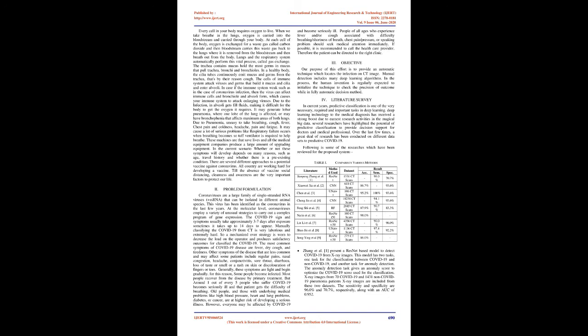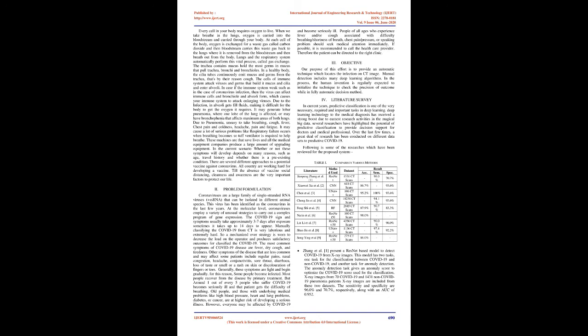The trachea contains mucus. It holds most germs in the mucus that lines the trachea, bronchi and bronchioles. In a healthy body, the cilia continuously move mucus and germs out of the trachea, which is the reason we cough. The cells of the immune system attack viruses and germs that get past the mucus and cilia and enter the alveoli. In case the immune system is weak, such as in the case of coronavirus infection, then the virus can affect immune cells and the bronchioles and alveoli, which causes your immune system to attack the enlarging viruses.